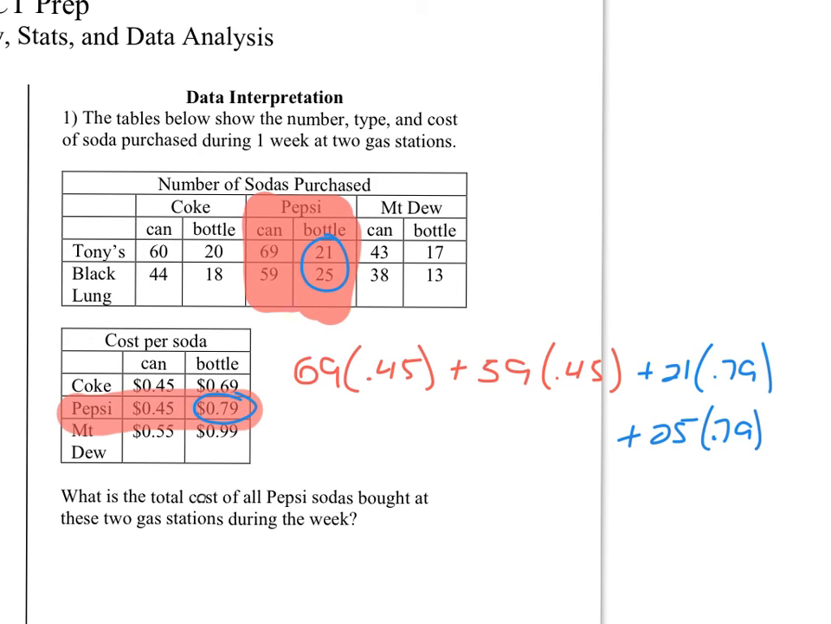So what you're going to be doing is multiplying these numbers together and then adding those sums together. Or you can just type this whole thing in your calculator at once, which is probably the best choice because it's going to save you time. You're going to get $93.94.